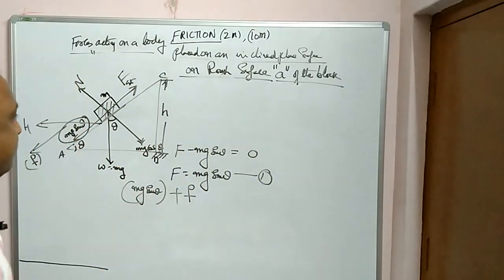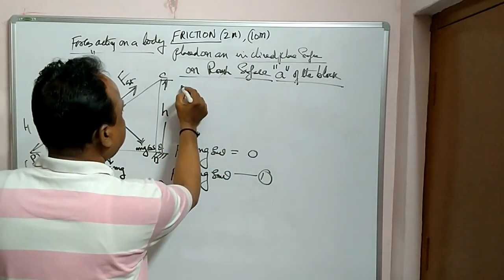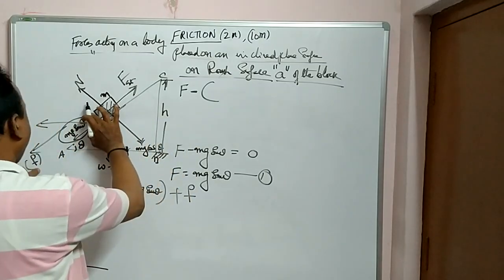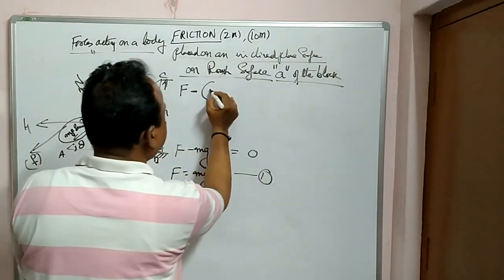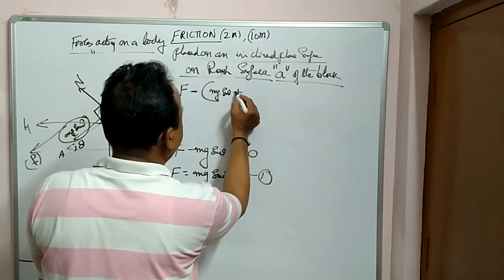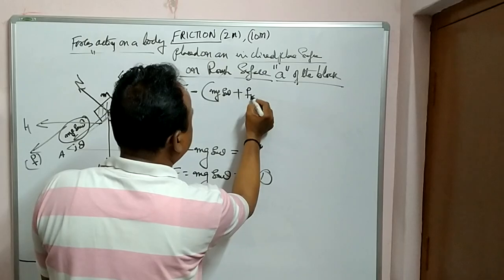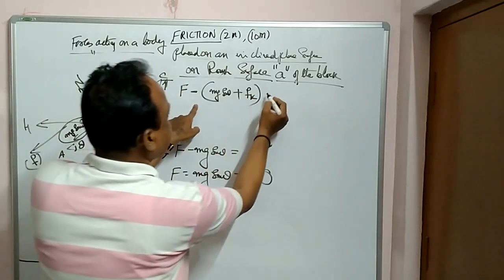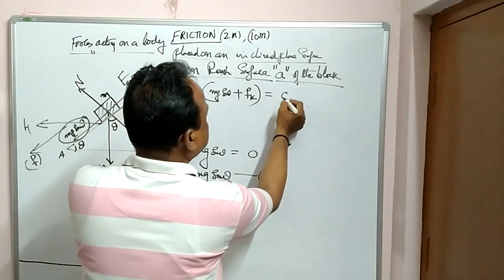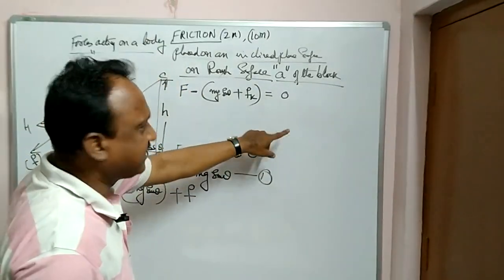See, already I told in the previous problems, if any body is moving, this force should be greater. That is, this external force minus these 2 forces. Friction is also in this direction. That is, mg sin theta plus frictional force. Because the body is moving, which friction acts? Fk. Okay? And this is equal to what did I say? 0. Because what happened here? Constant velocity, acceleration is zero.